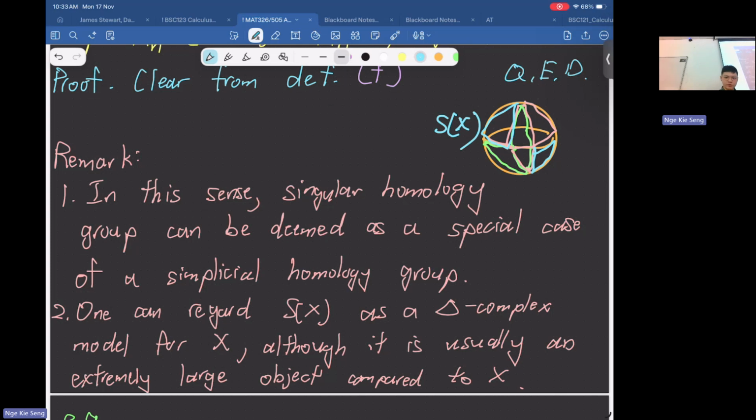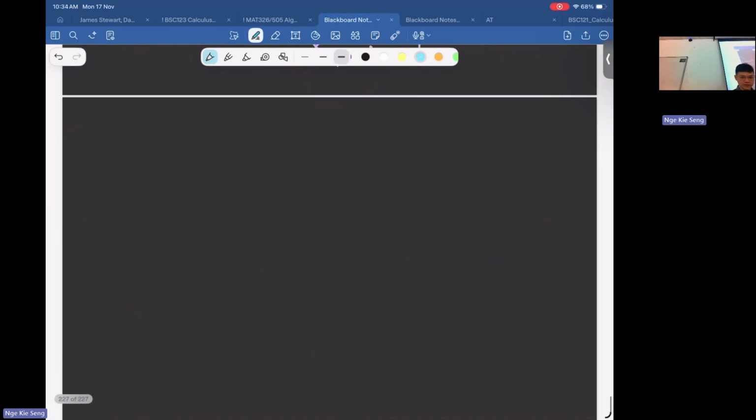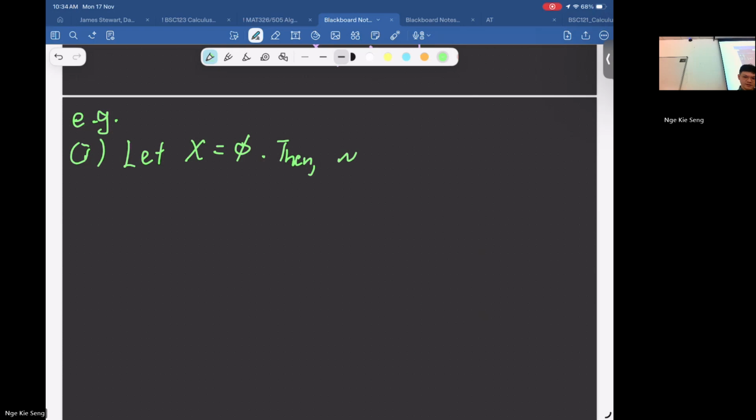Okay, let's do some examples here. Let's see how useful it is. Okay, let's try some examples. So maybe one of the trivial topological spaces you can consider is the empty set, the void. Okay, so what's the homology of the void here?